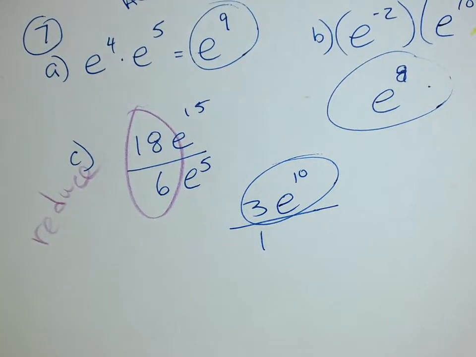Just subtract exponents, okay? Because 5 of these e's will cancel 5 of these e's, and you just have a 10 left over, okay? Thumbs up, you like that, don't you? That was pretty easy, right?